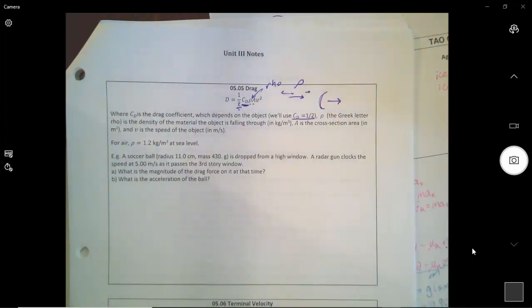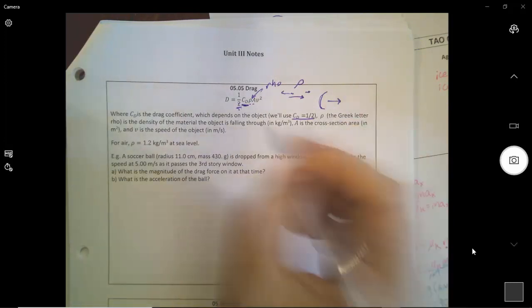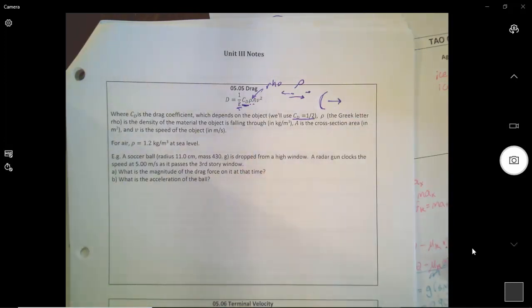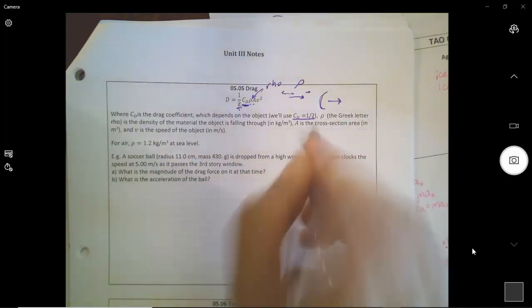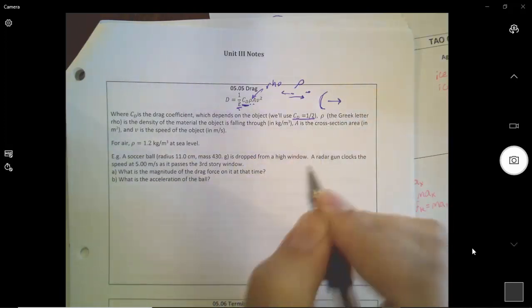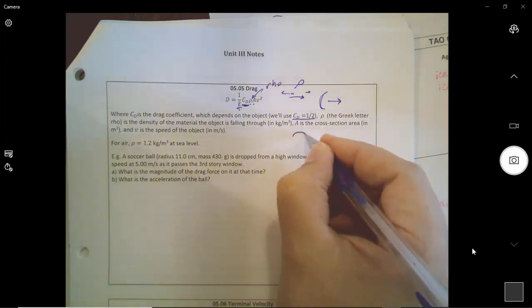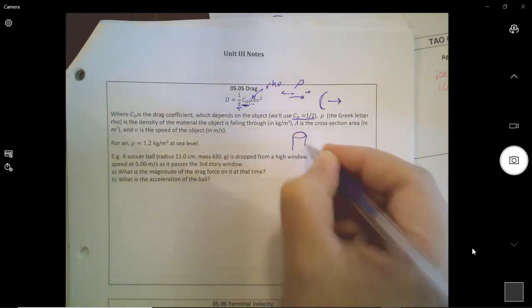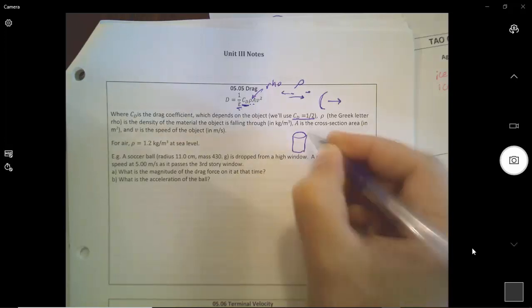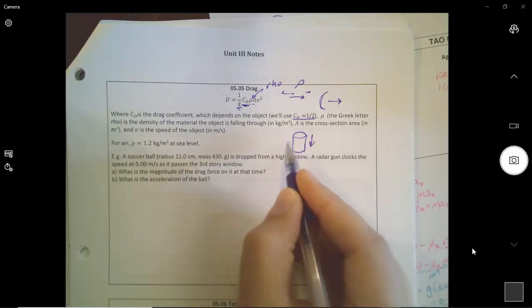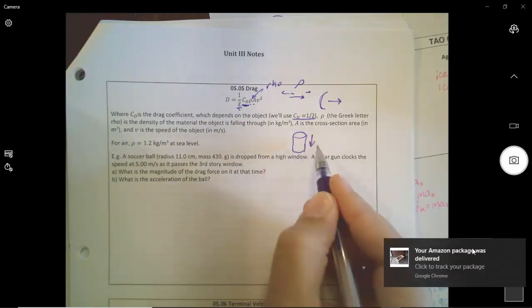A is one of the most important things to calculate when we're doing these problems. This is the cross-sectional area of the object. So it depends on which direction the object is moving through the gas. So if you have a cylinder and the cylinder is moving that way through the gas, then you want to take a slice through the cylinder.